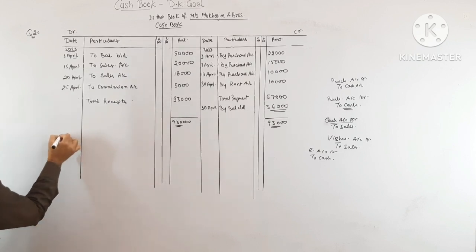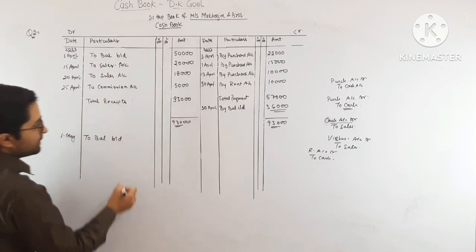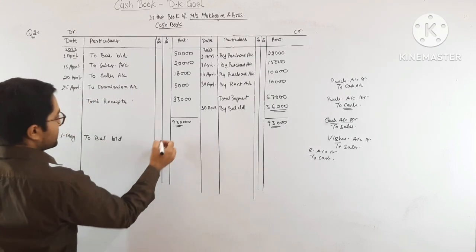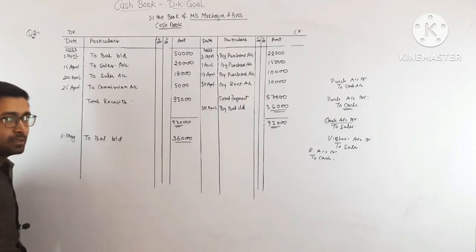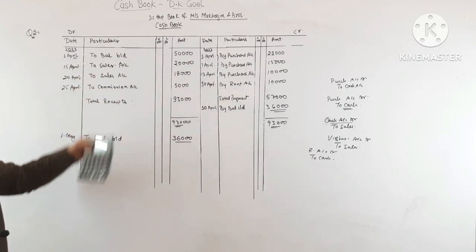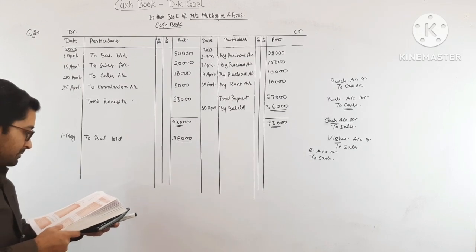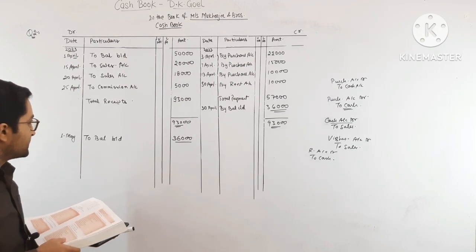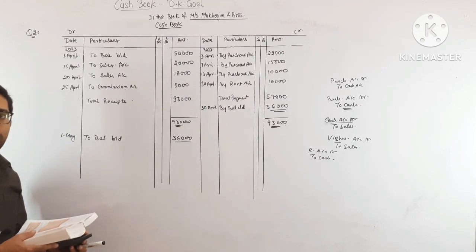on 30 April, sorry, 1st May. This will be the opening figure. To balance BD and 36,000, this is done. Clear? This is the opening figure just like this. Okay. Cash balance 36,000. Okay, clear hai, sahi hai. So in this way your question number 2 is also completed.